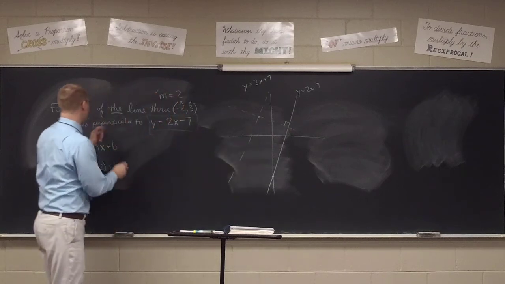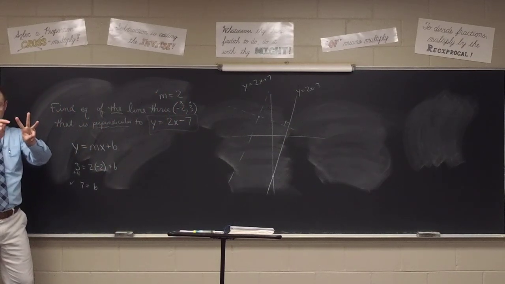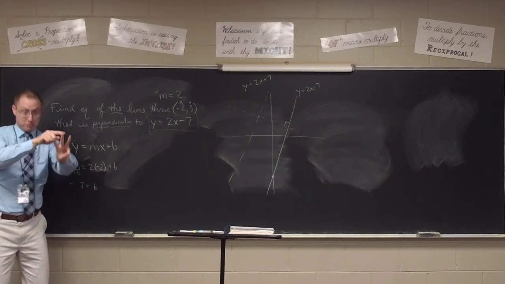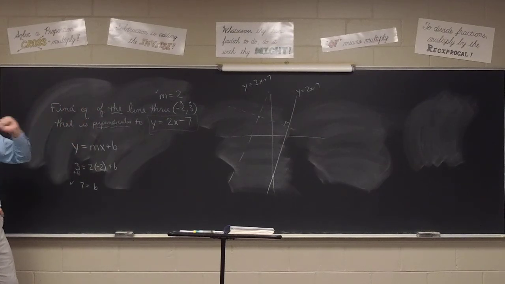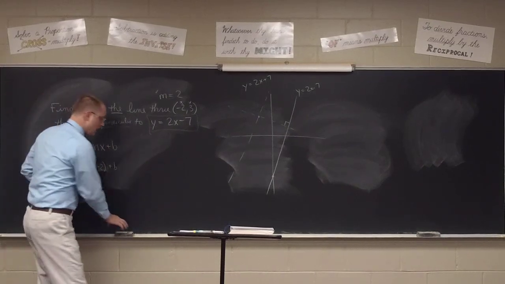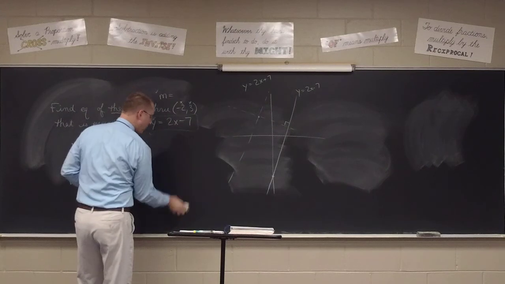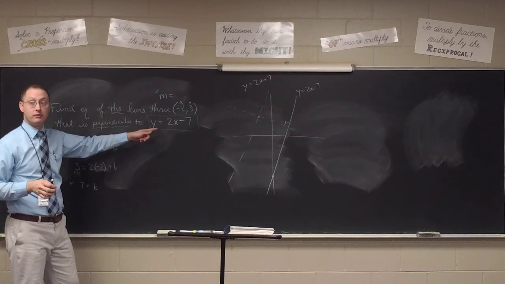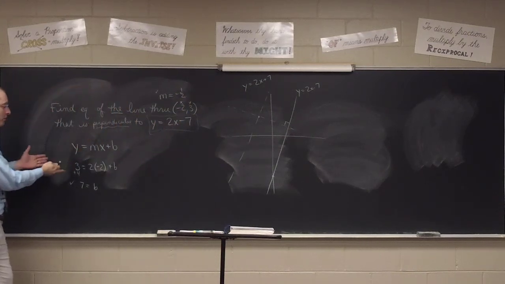Well, anytime you see the word perpendicular, class, you need to be thinking 3 words. Negative reciprocal slope. Class, what 3 words do you need to think when you see perpendicular? Negative reciprocal slope. So, this equation has a slope of 2. If I want the perpendicular, I want a slope of -1/2. And then we do exactly what we did before.